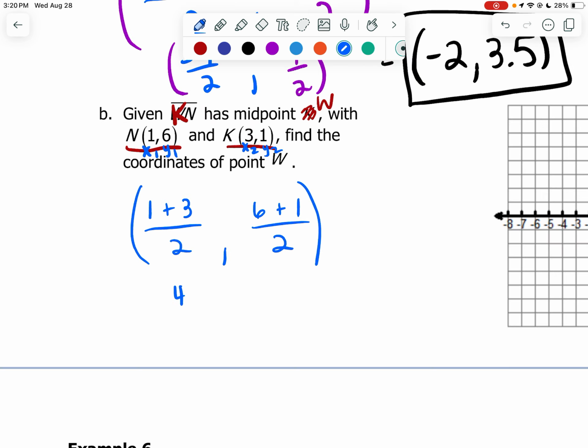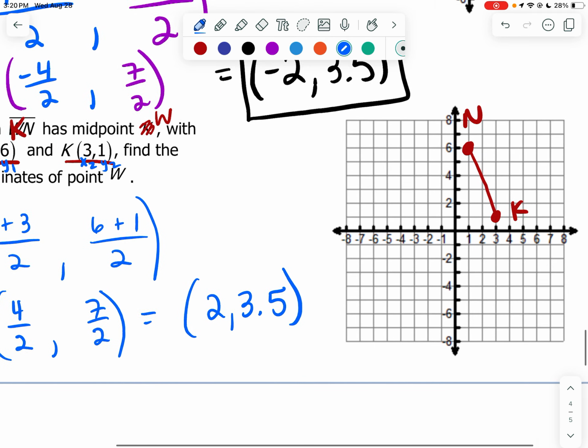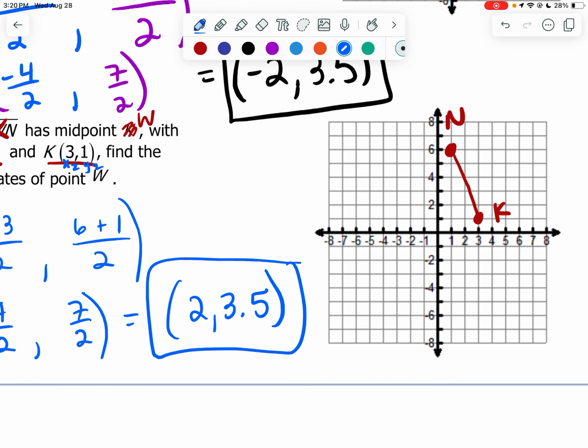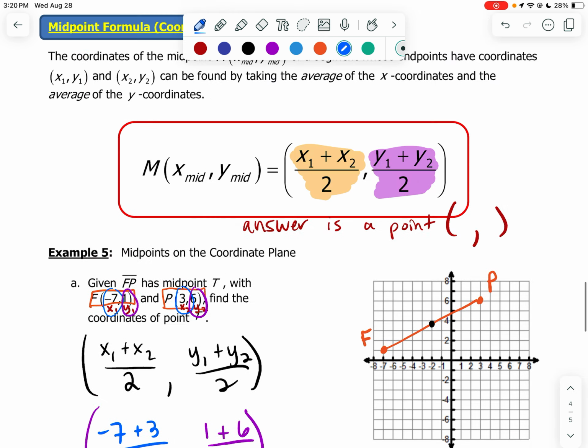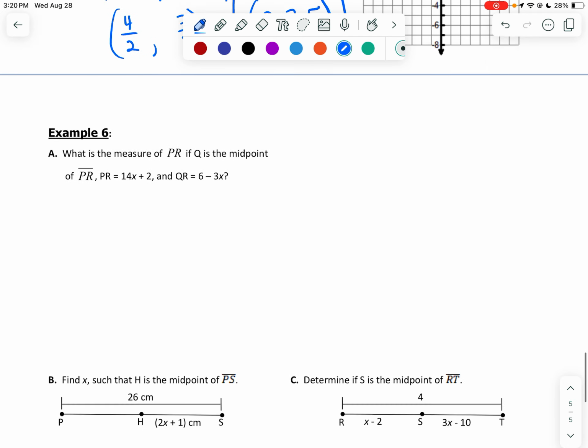1 plus 3 is 4. That's still divided by 2. 6 plus 1 is 7 divided by 2. Ooh, almost the same as the other one. So it's 2 comma 3.5. Okay, so that would be about right here, which matches up. All right, so that is your midpoint formula.